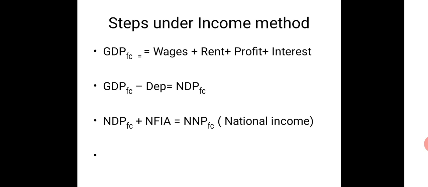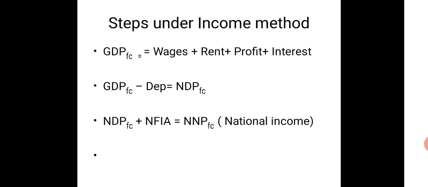Rest is same. We know that we have to reach NNP-FC, right? So now we have GDP-FC, we need to convert that gross into net. We deduct depreciation to get net domestic product at FC. We know that we are still at domestic, we need to convert it to national, where we add net factor income from abroad. NNP-FC is derived, that is our national income.